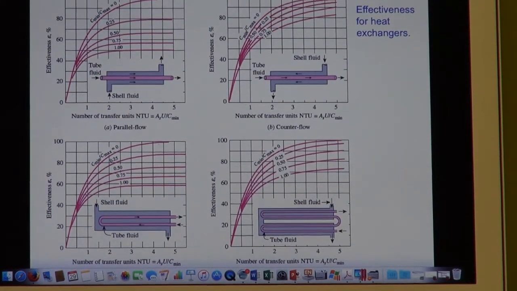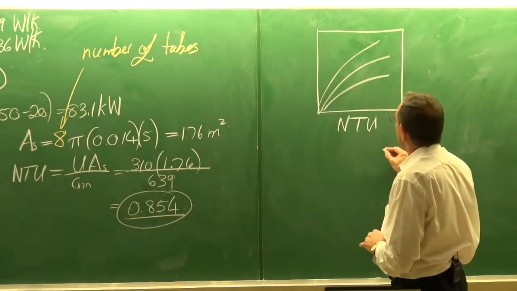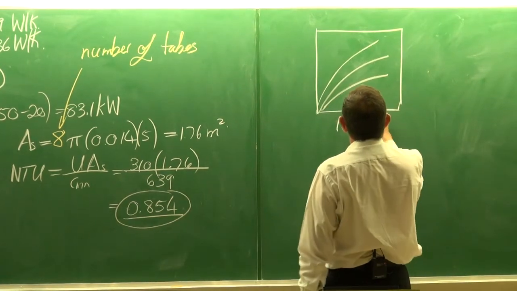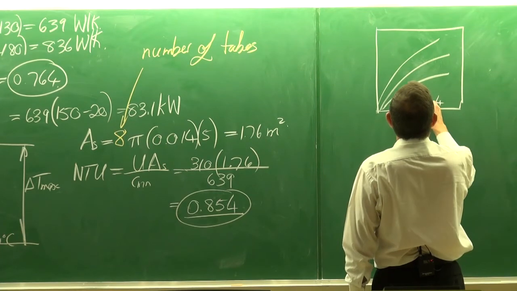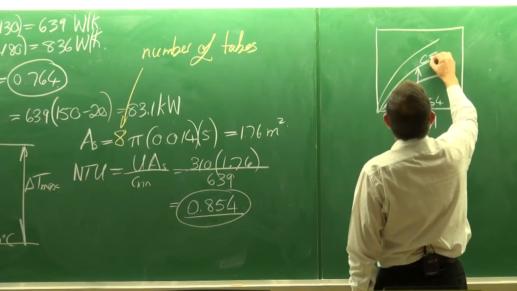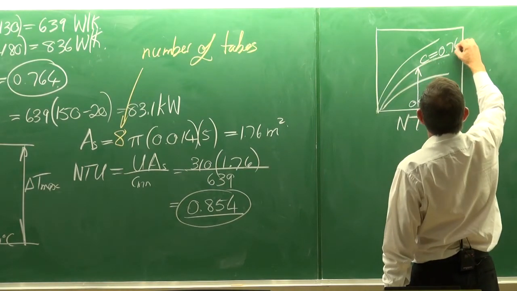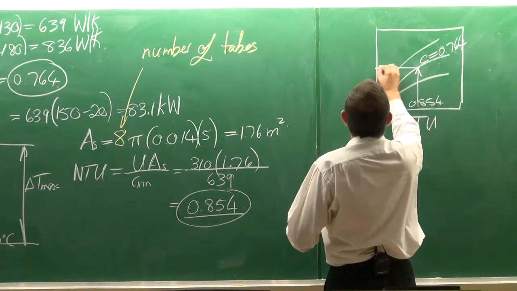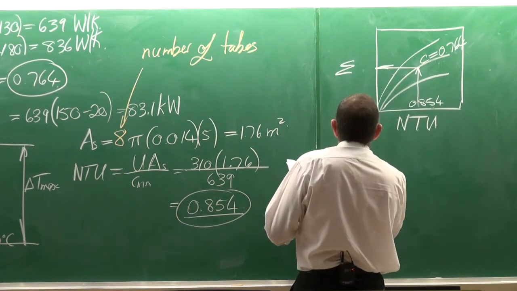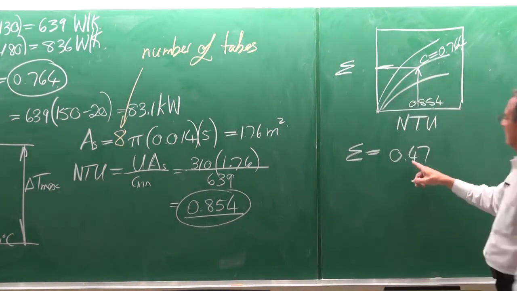Okay, so the curve is like that. The NTUs, with different values of C. We've got an NTU value of 0.854. Okay, we need to get the line for which C is equal to 0.764. Of course, you won't be able to get it that accurately, and from there you can get the effectiveness of the heat exchanger is equal to 0.47.